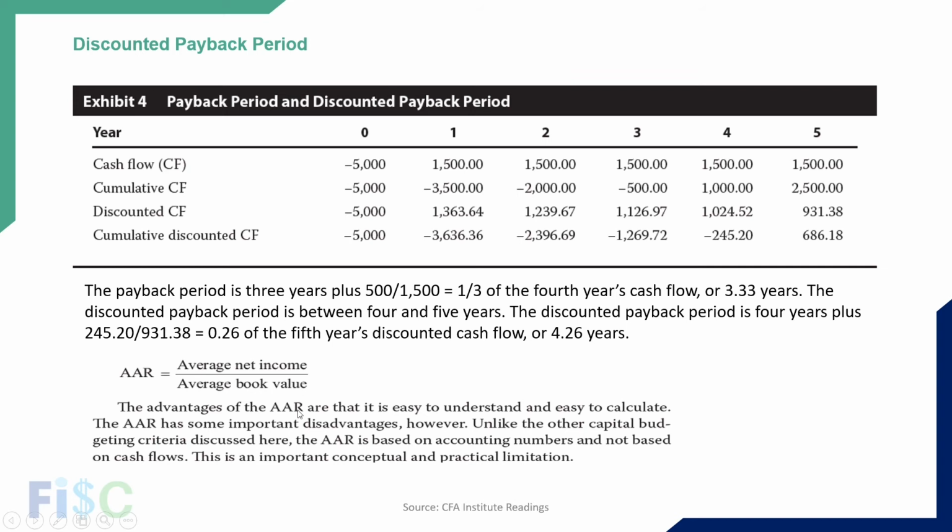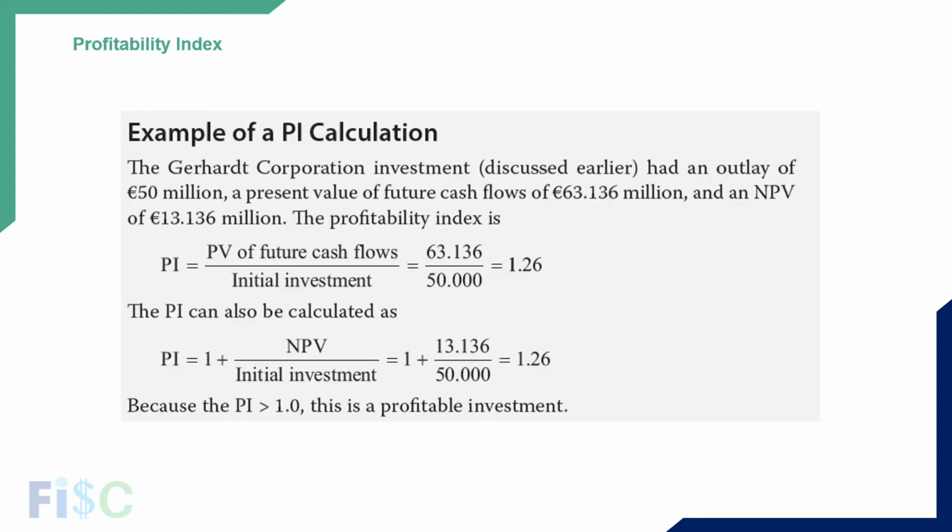There is another terminology given in the curriculum which is called average accounting rate. This is the formula of that average accounting rate, but since it is an accounting number, it is not basically helping us in any capital budgeting decision. And since there is not a lot given in the curriculum, we won't discuss it much. The last topic of this LOS is profitability index.